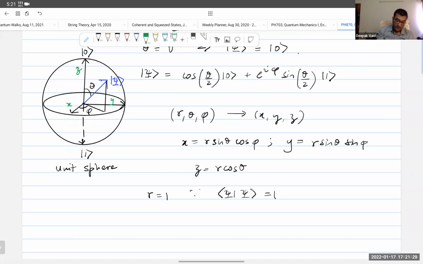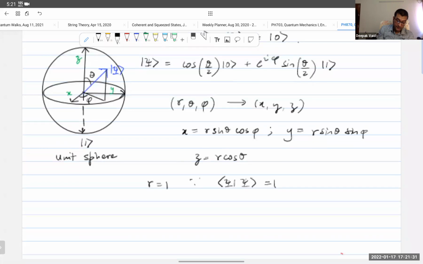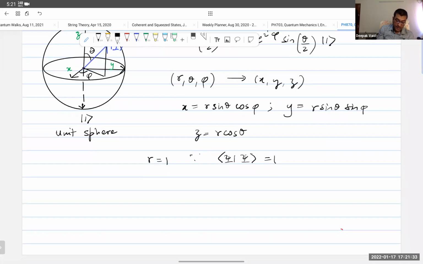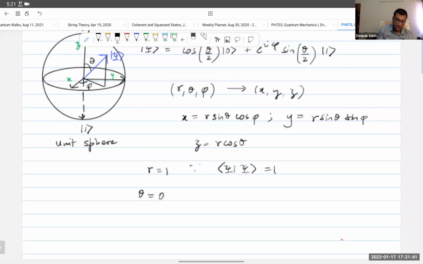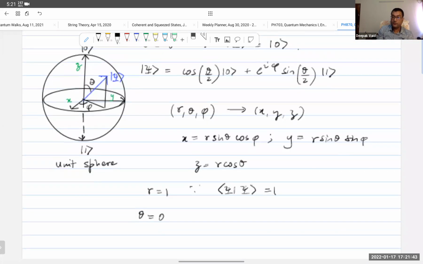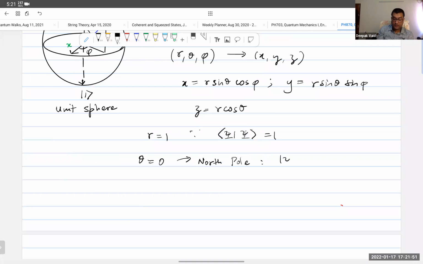And so in this picture, let's set theta equal to 0. Theta is equal to 0, right? So when theta is equal to 0, you are at the north pole, right? And phi is equal to 0, okay?